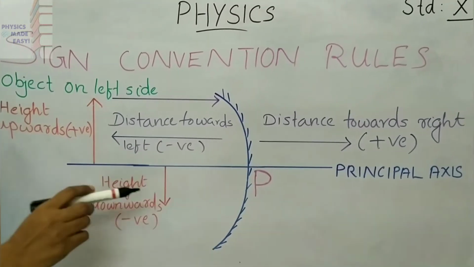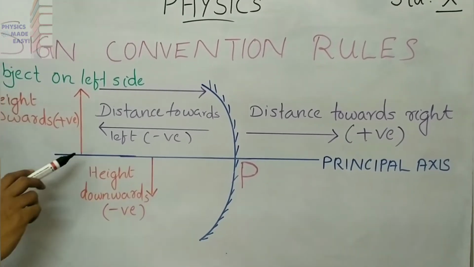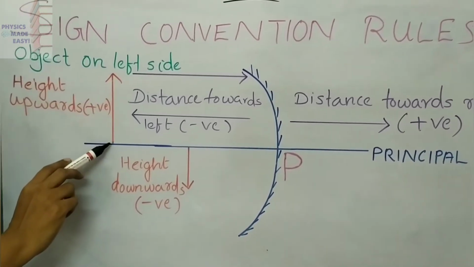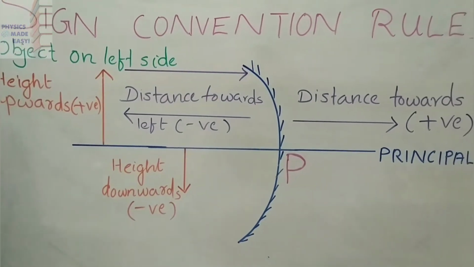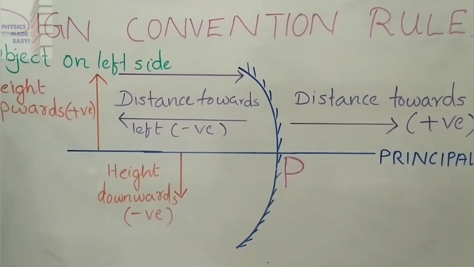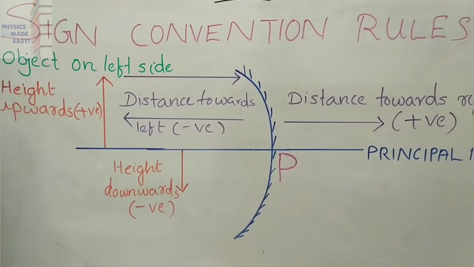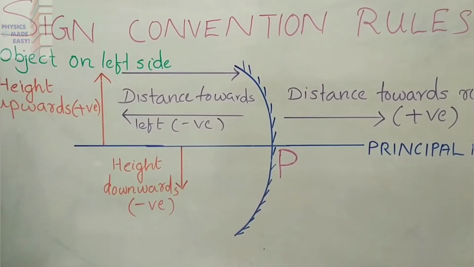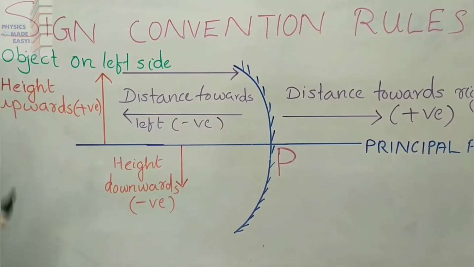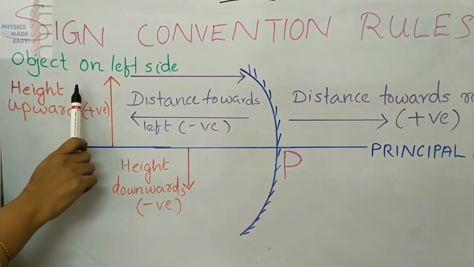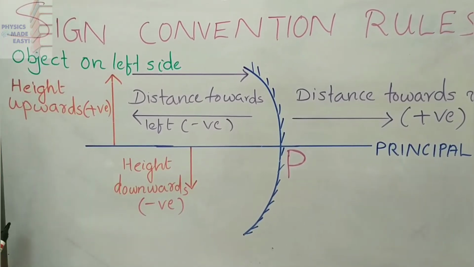Children, you can see a diagram here. You can see this is the object. We studied 8 diagrams in this chapter, 6 for concave mirrors and 2 for convex mirrors. In all those cases, you place the object on the left side of the mirror. That is our first rule. You have to place the object on the left side of the mirror.